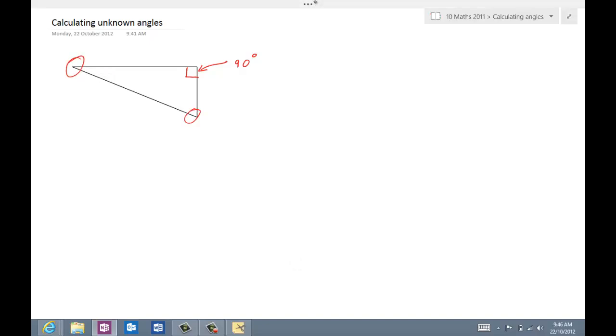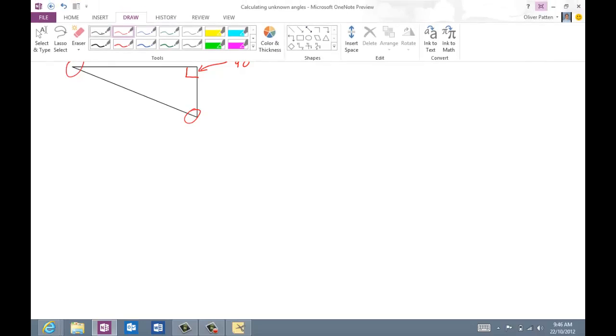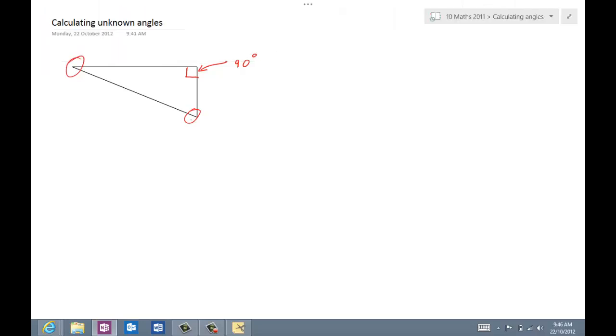Sometimes we might be asked to calculate the value of one of these angles, and we can do that if we know the length of two of the sides. So for example, we might know that this side is 8 meters and we might know that this side is 6 meters, and we want to find the value of this angle here.